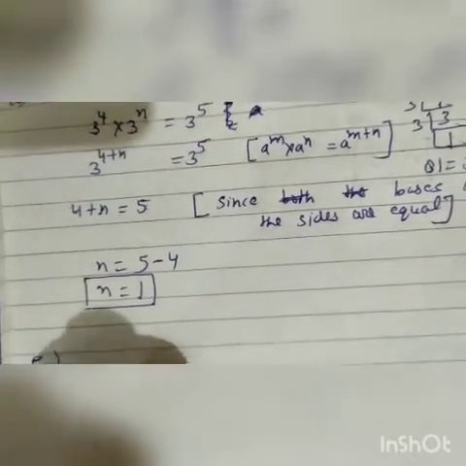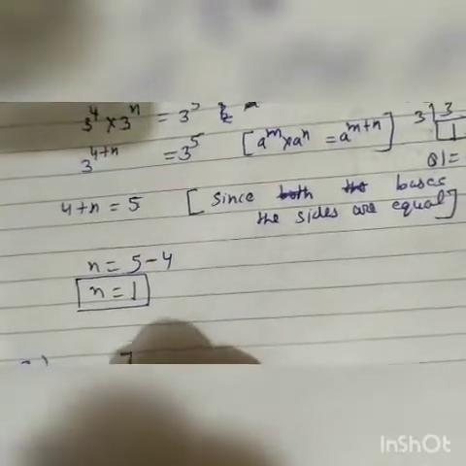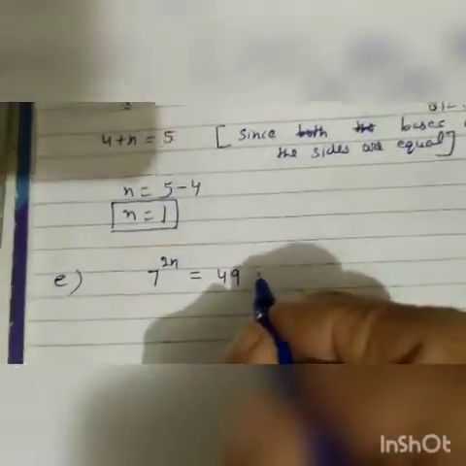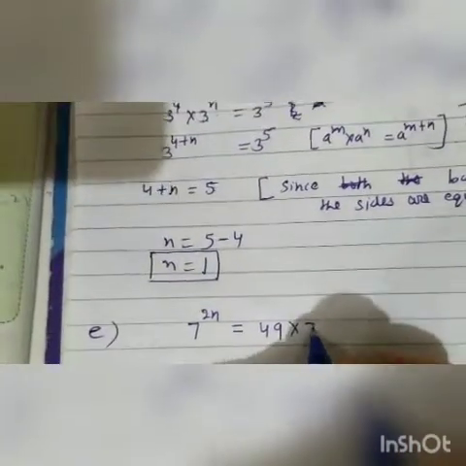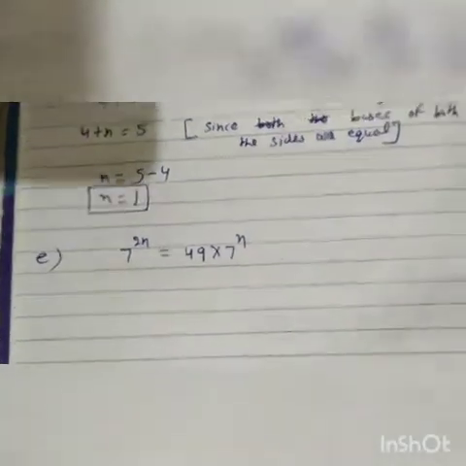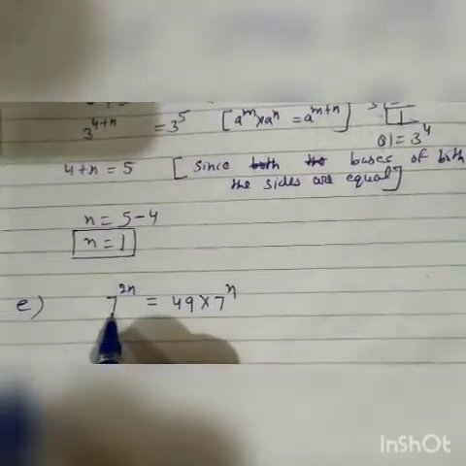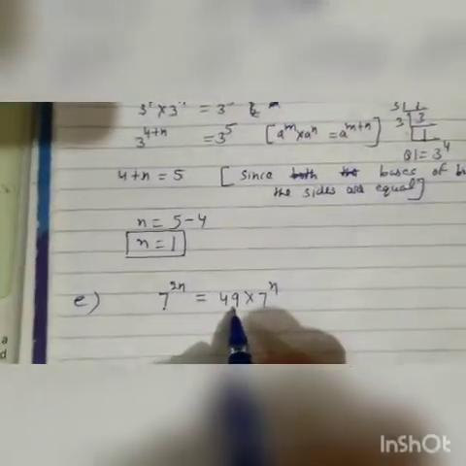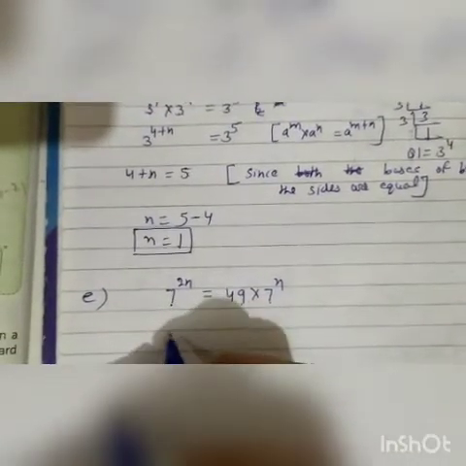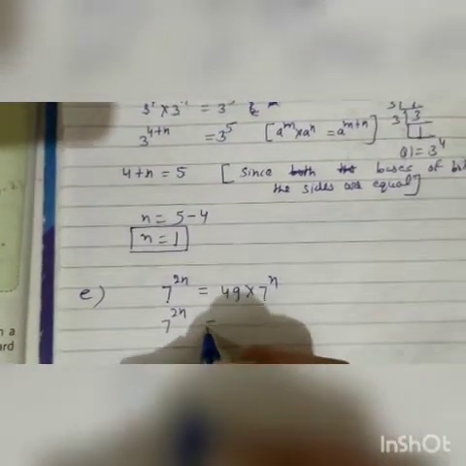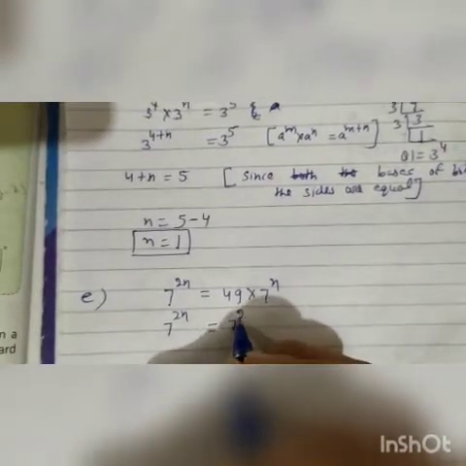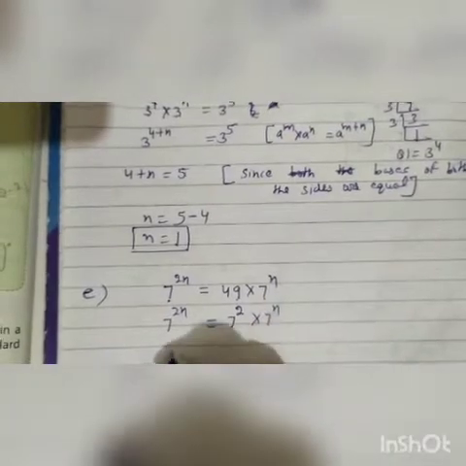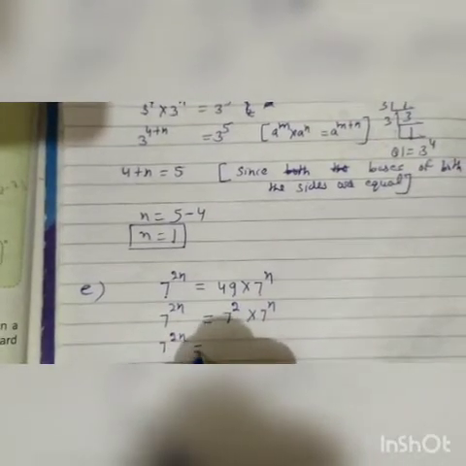Next, E part. E part is 7 power 2n is equal 49 multiply 7 power n. Again students, see here base is 7, here also base is 7. So we will convert this 49 also with base 7. 7 power 2n is equal, 49 can be written as 7 power 2. 7 7 is 49. Multiply 7 power n. Now 7 power 2n is equal.